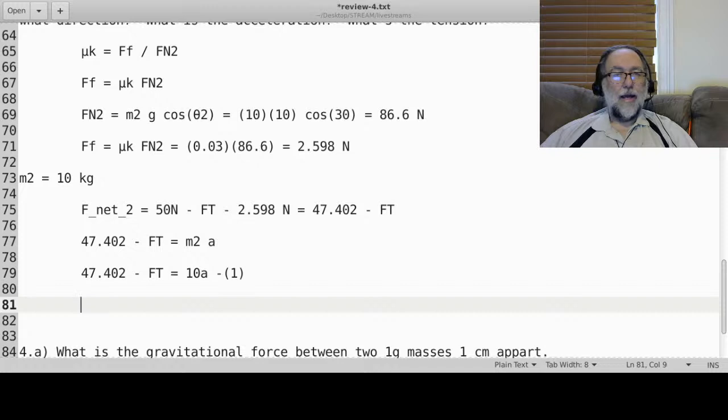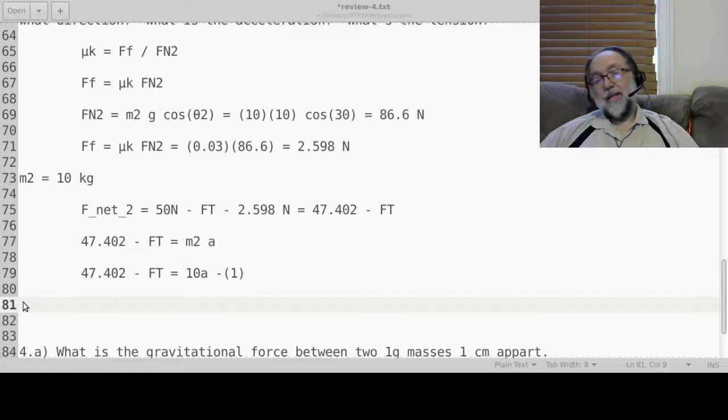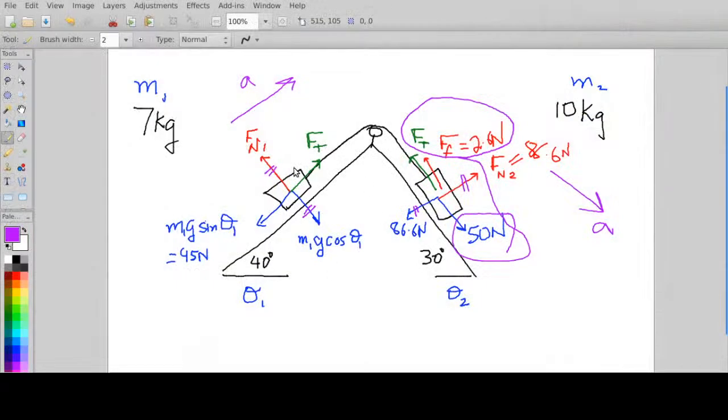All right? And we can't go any further with that. Why? Well, because we don't know FT. And we're going to find FT because we're going to do the same analysis for M1. Okay, but you know what? We did that analysis already. Because if you go back here, M1, there's no friction. So what do you have? Well, you have FT uphill beating the 45 downhill. So F net here is FT minus 45, and that's got to equal 7A. And that's exactly what we did for question number 1.